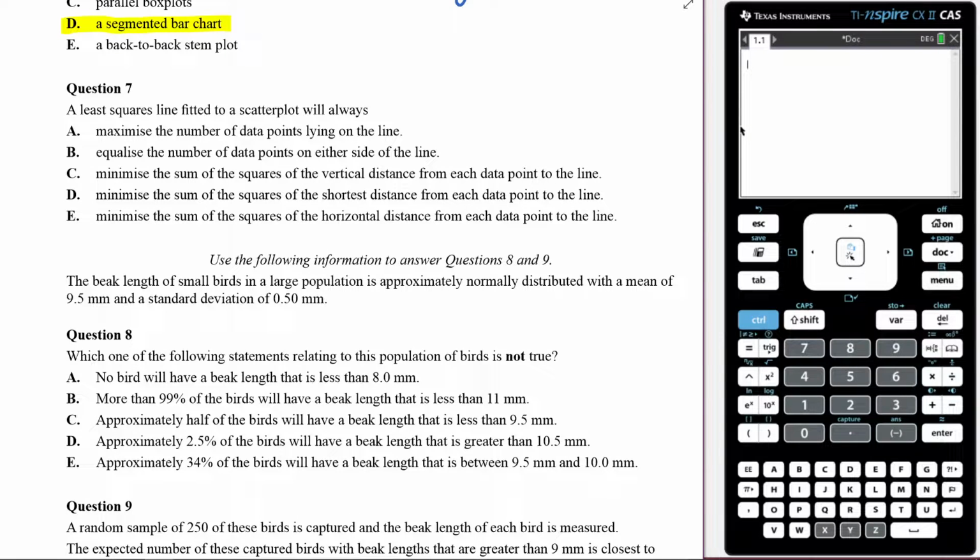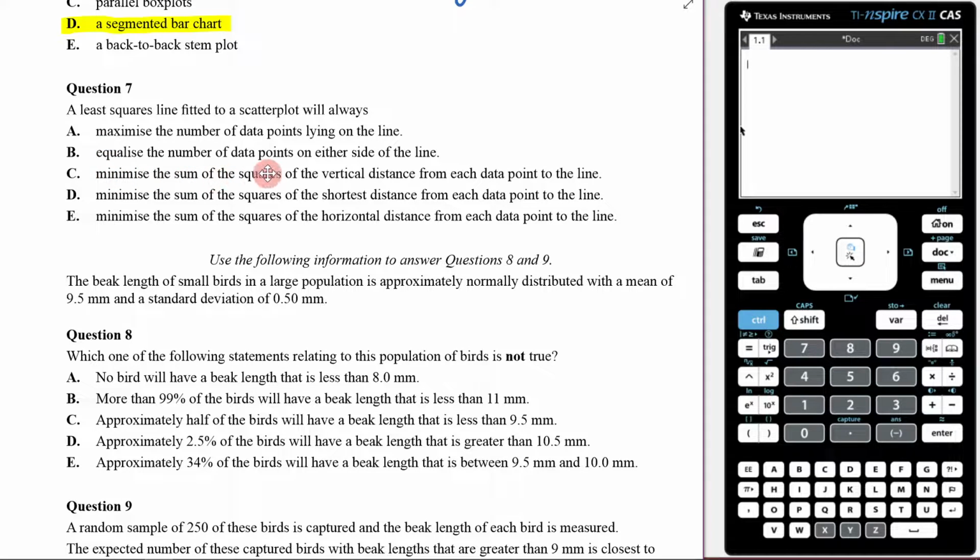Let's now go to question 7. It says, a least squares line fitted to a scatter plot will always maximize the number of data points lying on either side, equalize the number of data points on either side of the line. I reckon a lot of people did B because they're like, oh yeah, that sounds about right. But let's keep on going because B is not right.